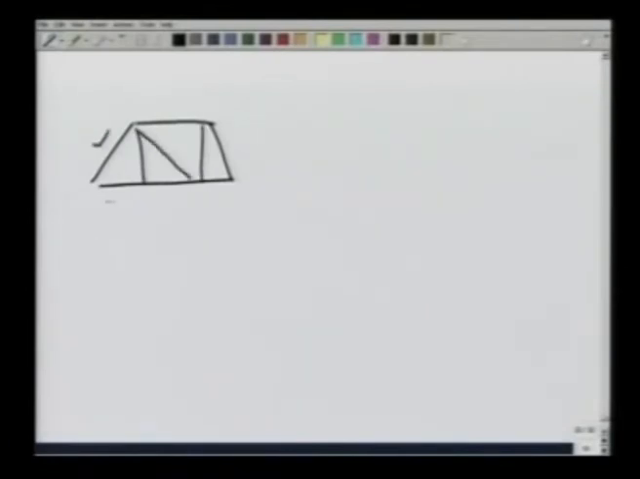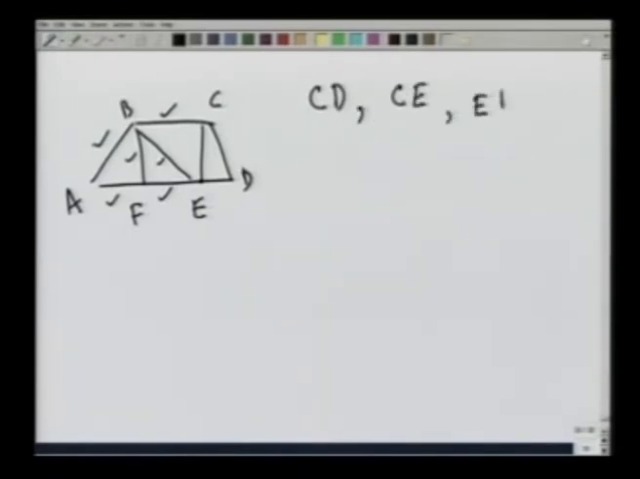In this member, this member, this member, and this member. The only members left are A, B, C, D, E, F: the members CD, CE, and ED.